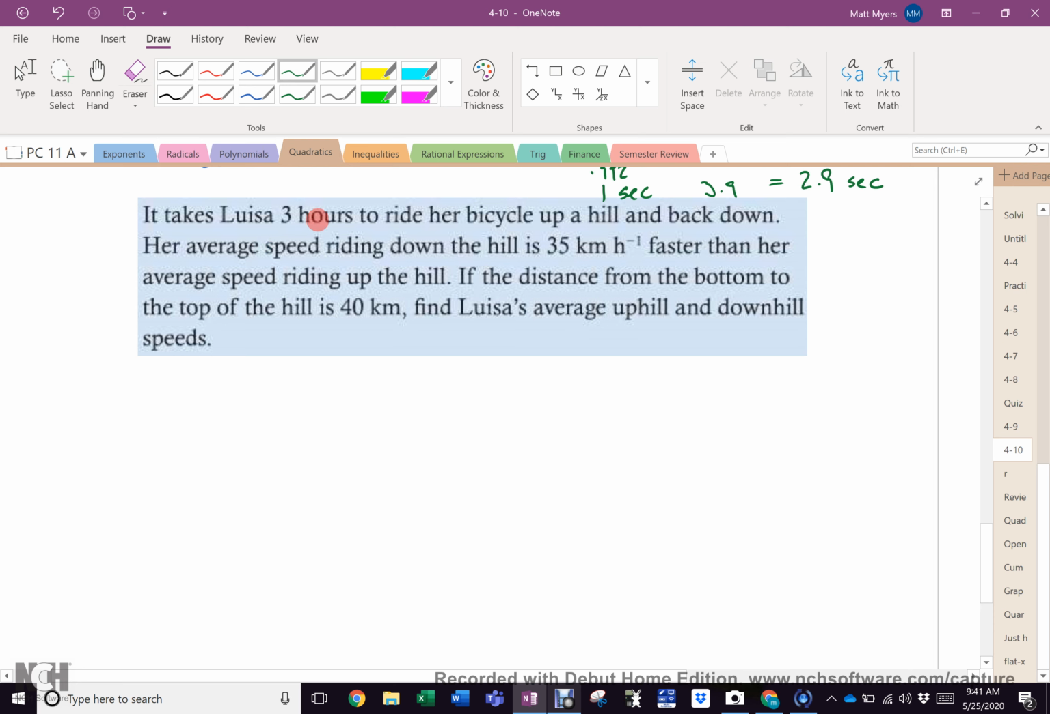So Louise is going to go for a bike ride. It takes her 3 hours. She's going to go up the hill and down the hill. Now there's a typo in here. Her average speed is 35 kilometers per hour. And I don't know what that -1 is there, so it's gone. So her speed coming down the hill is 35k faster than her speed going up the hill. If the distance from the bottom to the top of the hill is 40k, find Louise's average uphill and downhill speeds. Well, since we have distances and speeds, we're going to be doing some physics here.